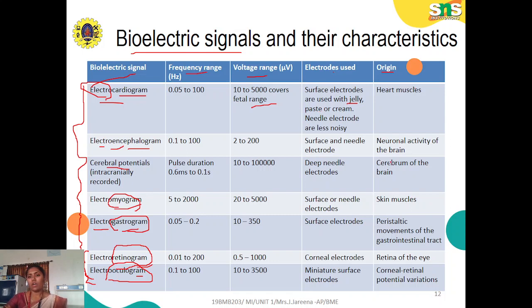As for EEG, the origin is the neural activity of the brain. Cerebral potential is the source, the cerebrum of the brain. Electromyography's source is the skeletal muscles, electrogastrogram is the peristaltic movements of the gastrointestinal tract, electroretinogram is the retina of your eye, and for electrooculogram the source is the corneal retinal potential variation. And for each of these we have respective electrodes to measure such activity.